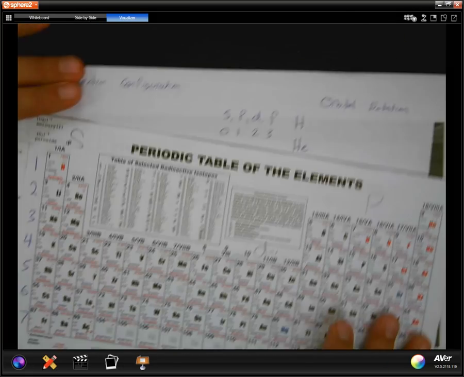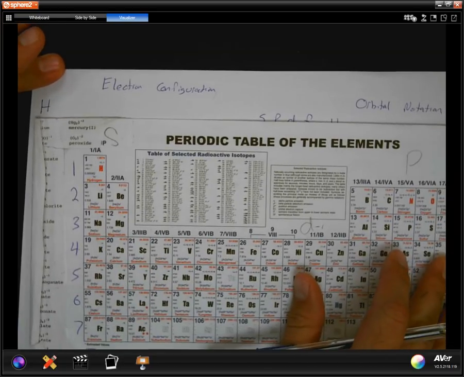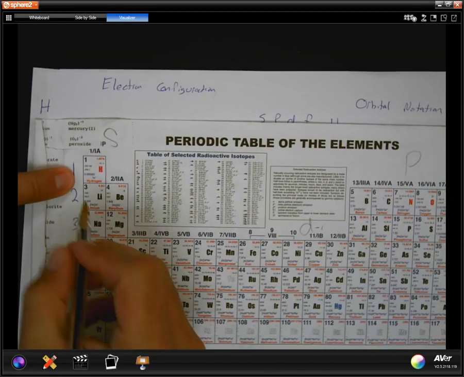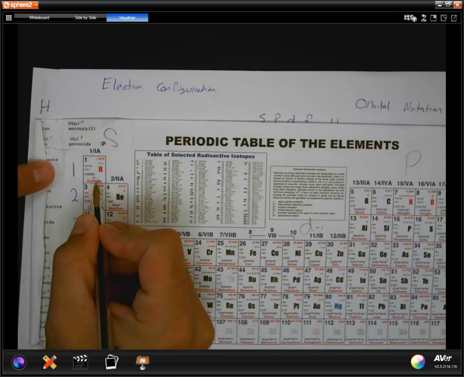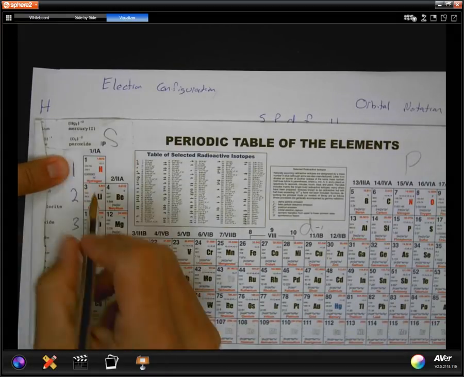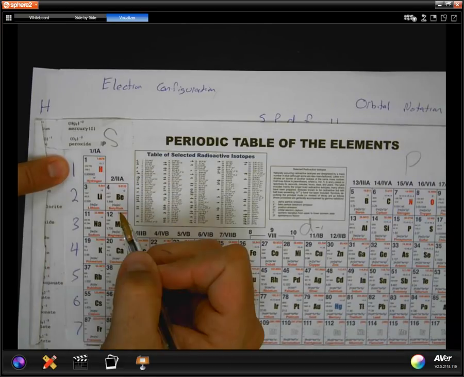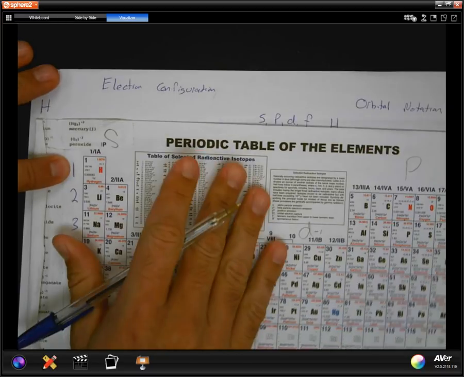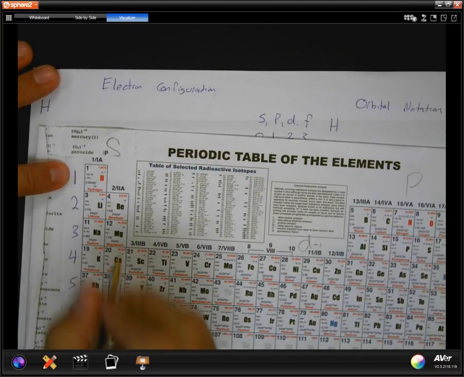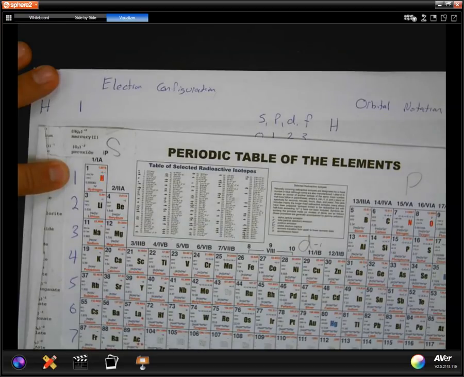So here's what I want to do for you. I want to show you how you would come up with the electron configuration for hydrogen. Now again, I already told you the answer is right there, but let's act like that answer is not there because you need to learn the process. So first of all, we understand that hydrogen has one electron. And we've already started hearing that the very first energy level is called energy level 1.